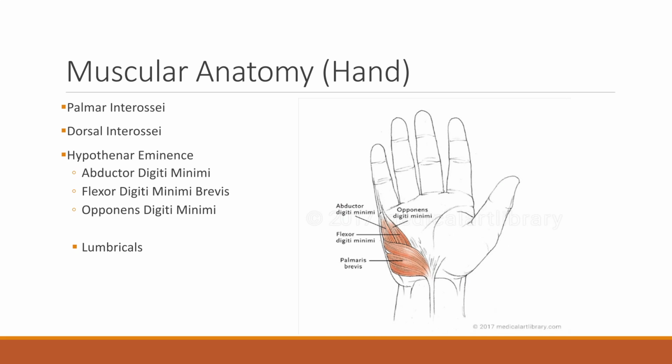So on the medial side of the hand, you have the palmar interossei, dorsal interossei, the hypothenar eminence, which includes the abductor digiti minimi, the flexor digiti minimi brevis, the opponens digiti minimi, and also the lumbricals.